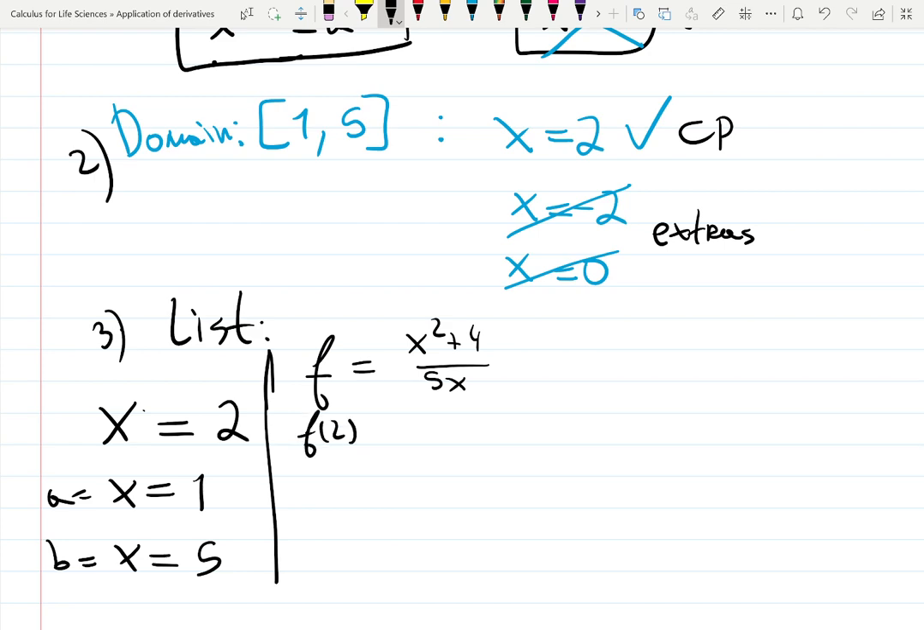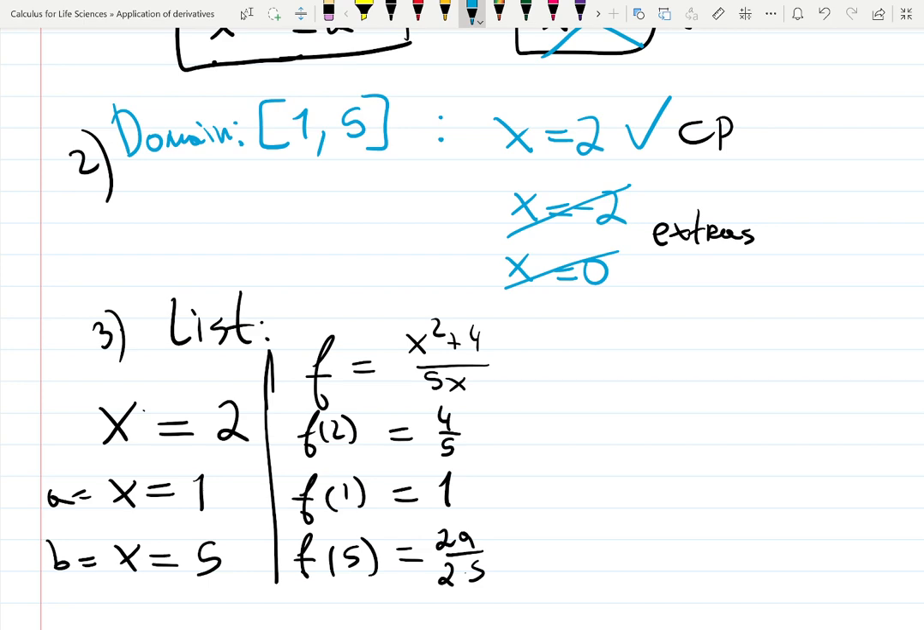F at 2 gives you something, F at 1 gives you something, and F at 5 gives you something. At 1 is easy. 5 over 5 is just 1. What is happening at 2? At 2 is 4/5. And at 5, it's 29 over 25. So who gives you the maximum? 5, because that one is greater than 1. And from the whole list, that's going to be the biggest one.